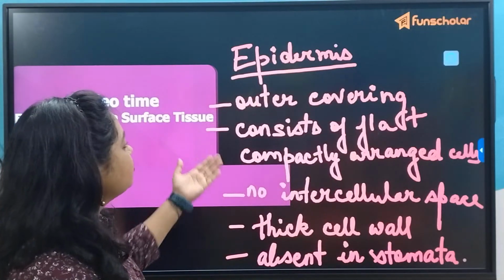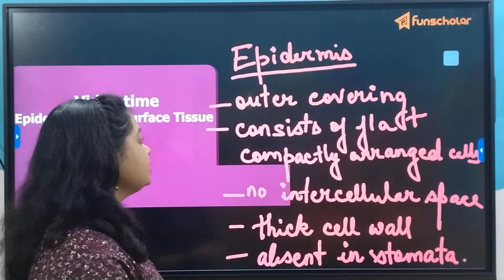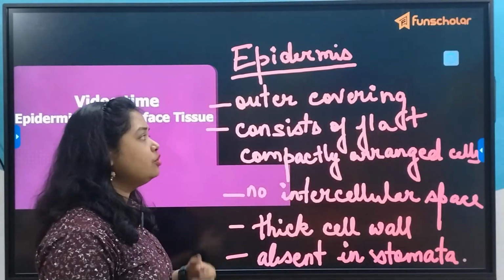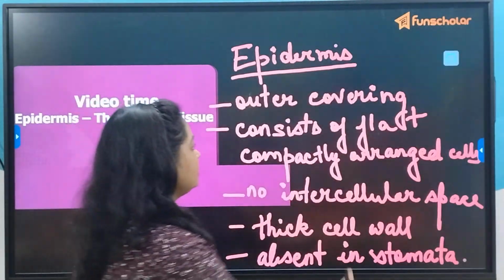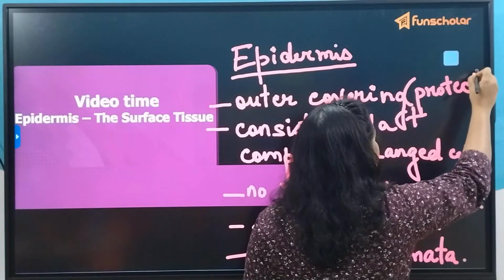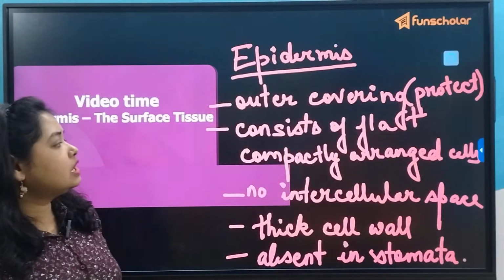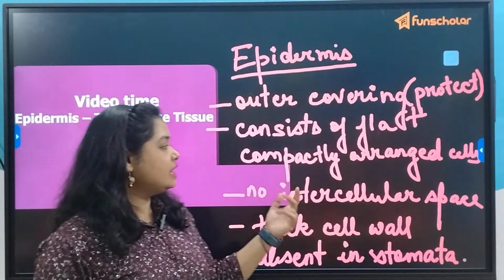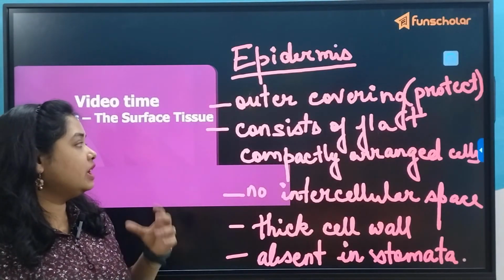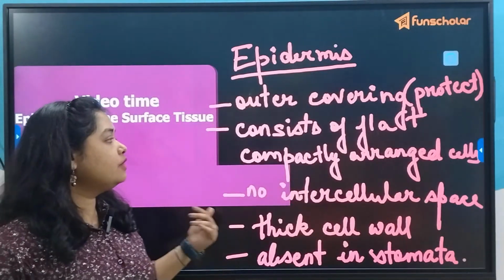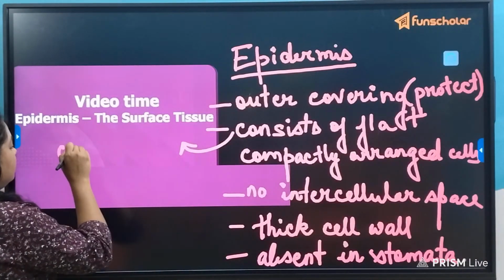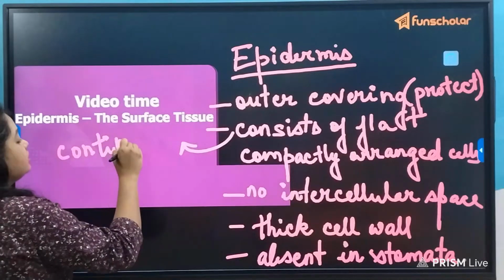So first thing is that it forms the outer covering of the plant body, just like the skin in case of human beings and animals. So when it is the outer covering, what do you think will be its main function? Yes, its main function will be protection, to protect the internal plant body. It consists of flat, compactly arranged cells. The cells will be compactly arranged and it will be a very flat arrangement because it will form a continuous layer. Right? This is necessary to form a continuous layer.